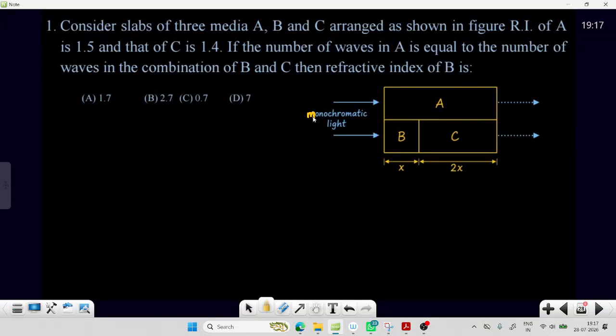Consider slabs of media A, B, and C arranged as shown in the figure. The refractive index of A is 1.5, C is 1.4. If the number of waves in A is equal to the number of waves in the combination of B and C, then they ask us to find the refractive index of B.